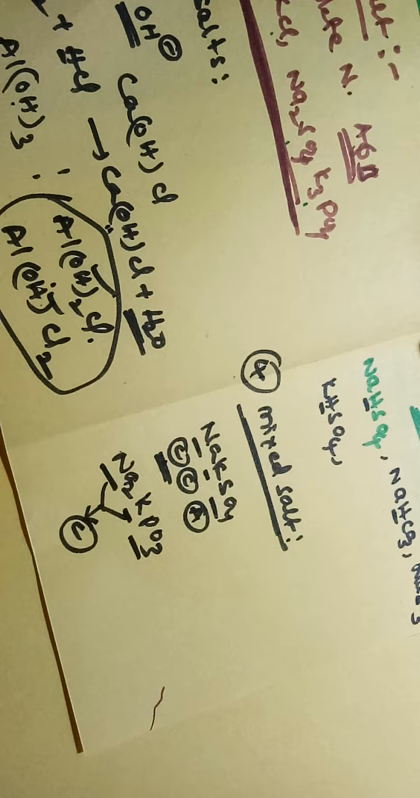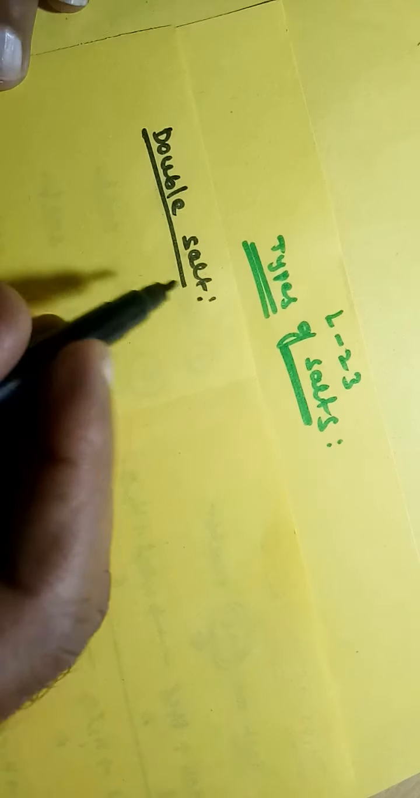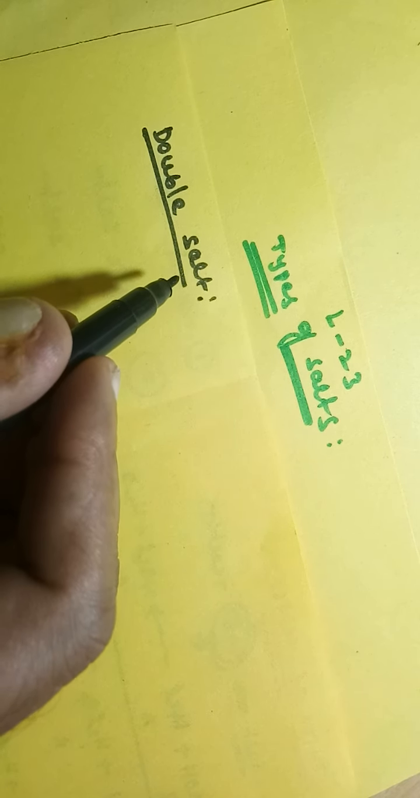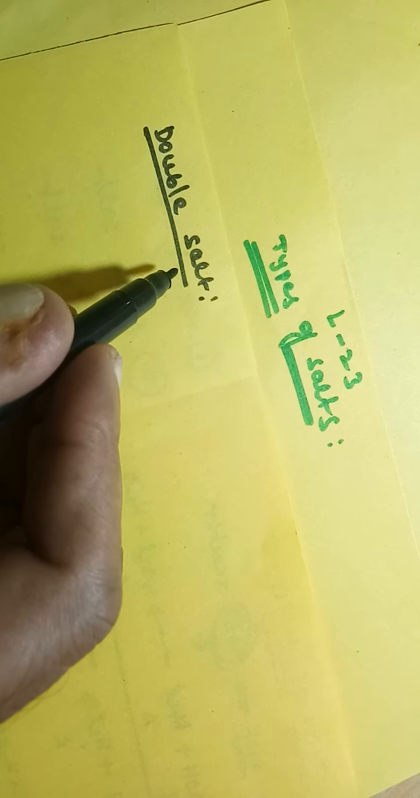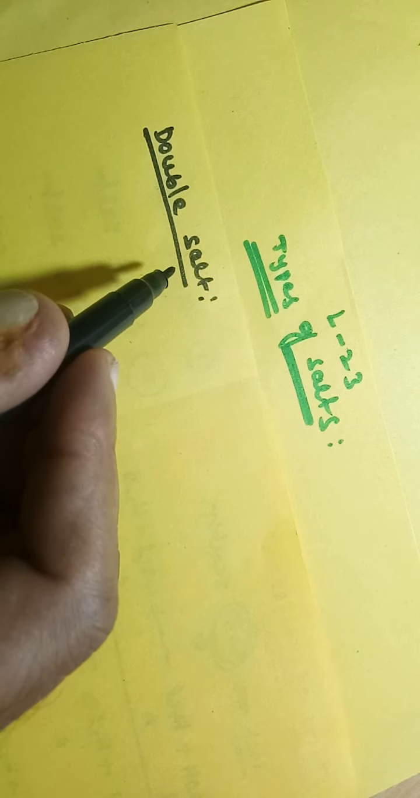Next one, double salt. Double salt means two or more kinds of salts are present. They are formed while crystallizing saturated salt solutions.